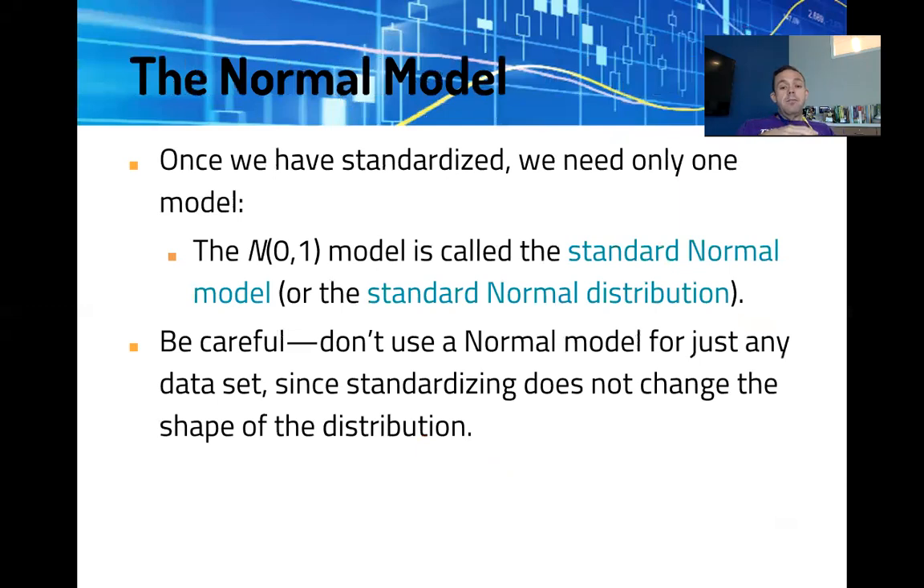Once we have standardized, we need only one model. N of 0, 1 model is called a standard normal model, also known as the standard normal distribution. Be careful. Don't use the normal model for just any data set, since standardizing does not change the shape of the distribution. It only can be used for unimodal and roughly symmetric data.